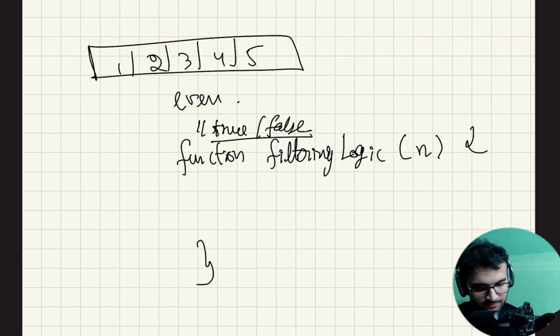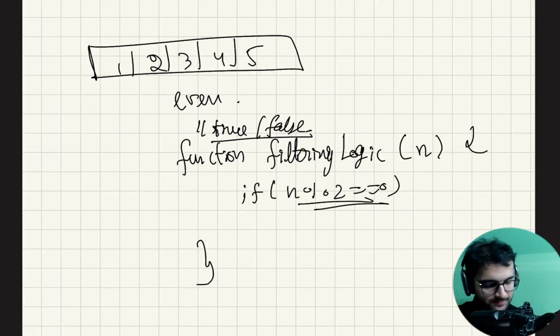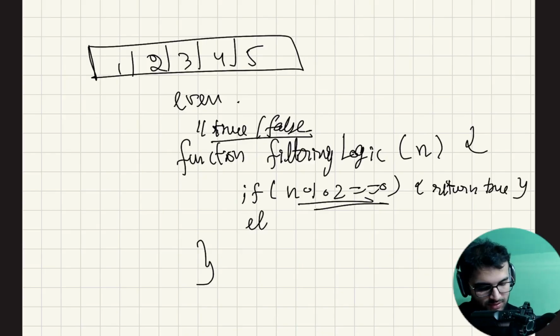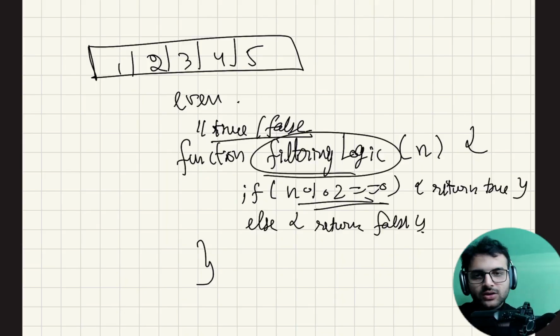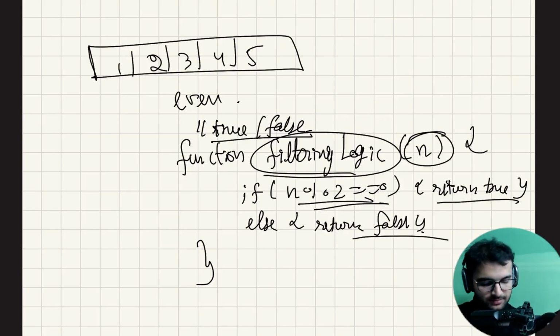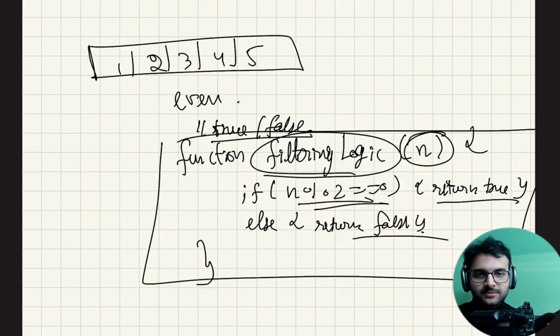input is. So if your filtering logic wants to include something in the final array, if n modulo 2 equal to 0, what does this mean? If this is an even number, then return true, else return false. Wouldn't this be nice? If I could create a filtering logic function that takes n as an input and returns true or false based on whether n is even. I have created this function.